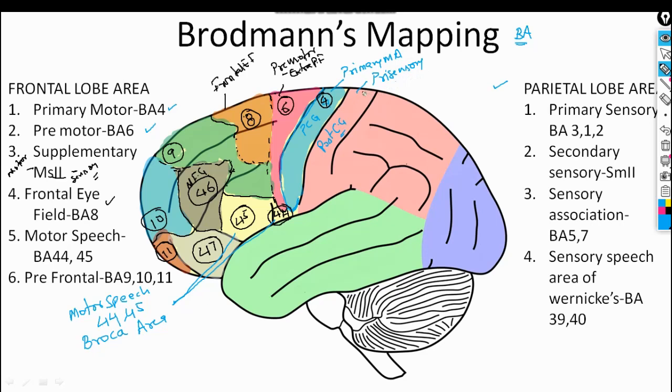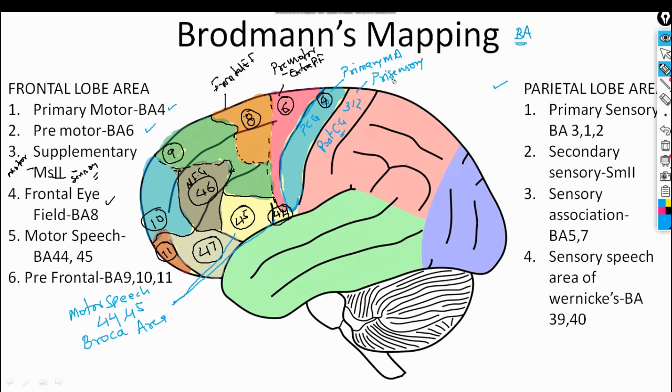So this primary sensory area here, the Brodmann number is 3, 1 and 2. These numbers 3, 1 and 2 are numbered from before backward. Clear? So the anterior one is area number 3, the middle one is Brodmann's area number 1, and the posterior one here in this postcentral gyrus is area number 2. Clear?